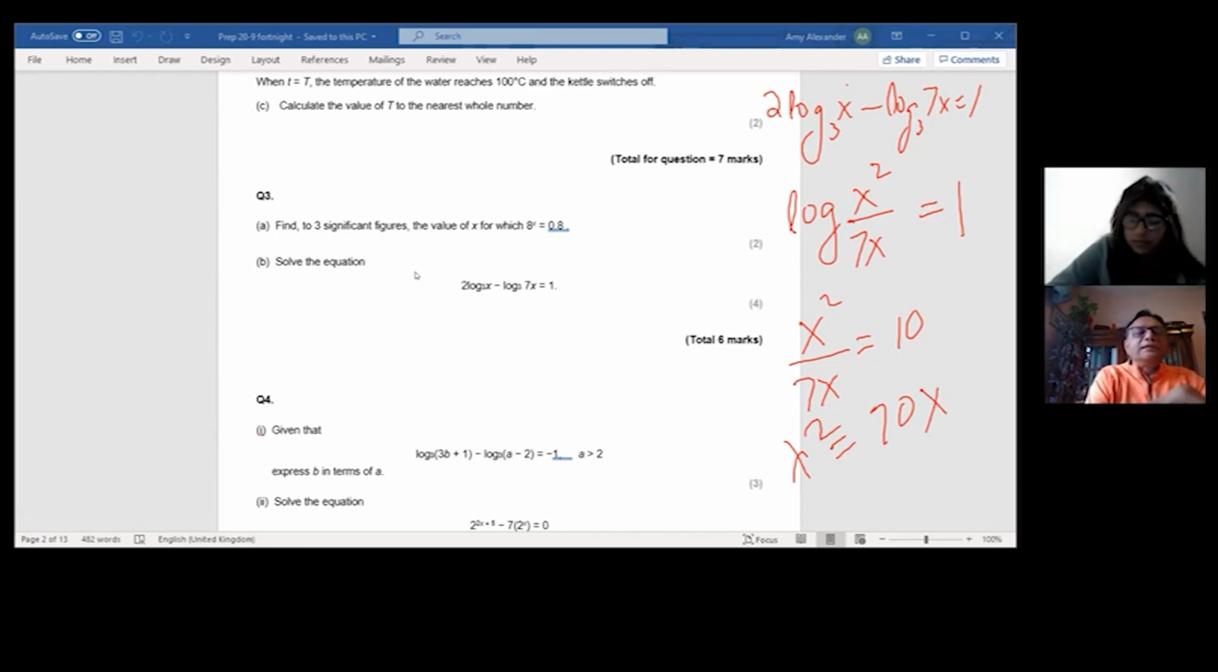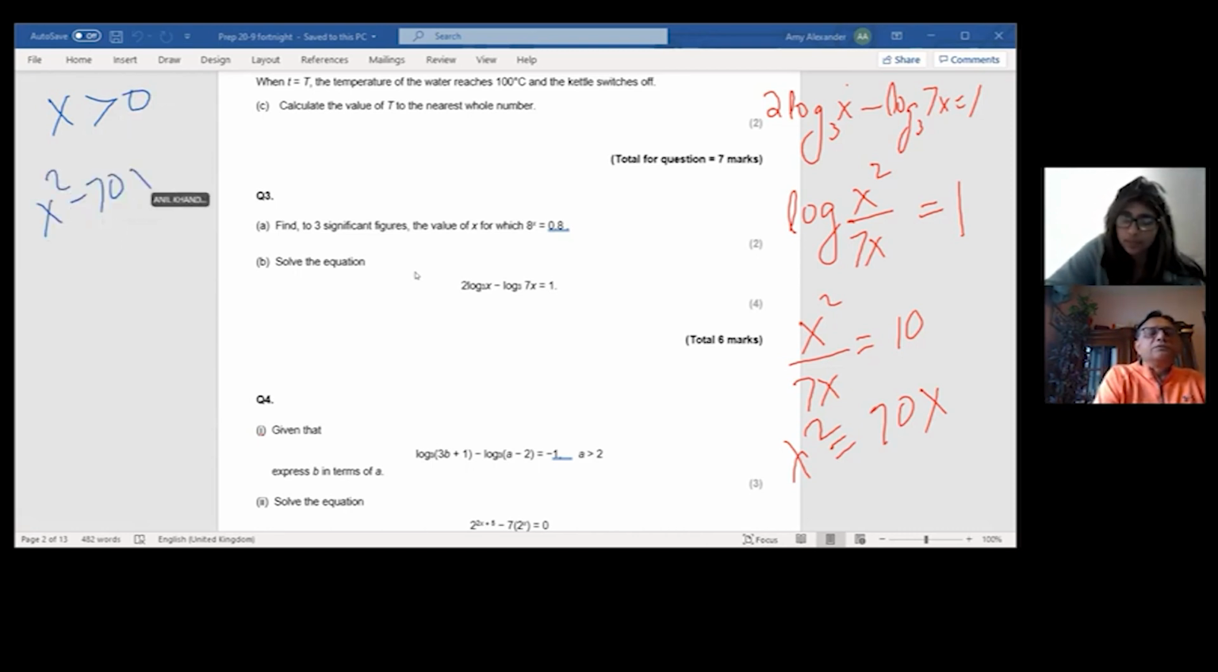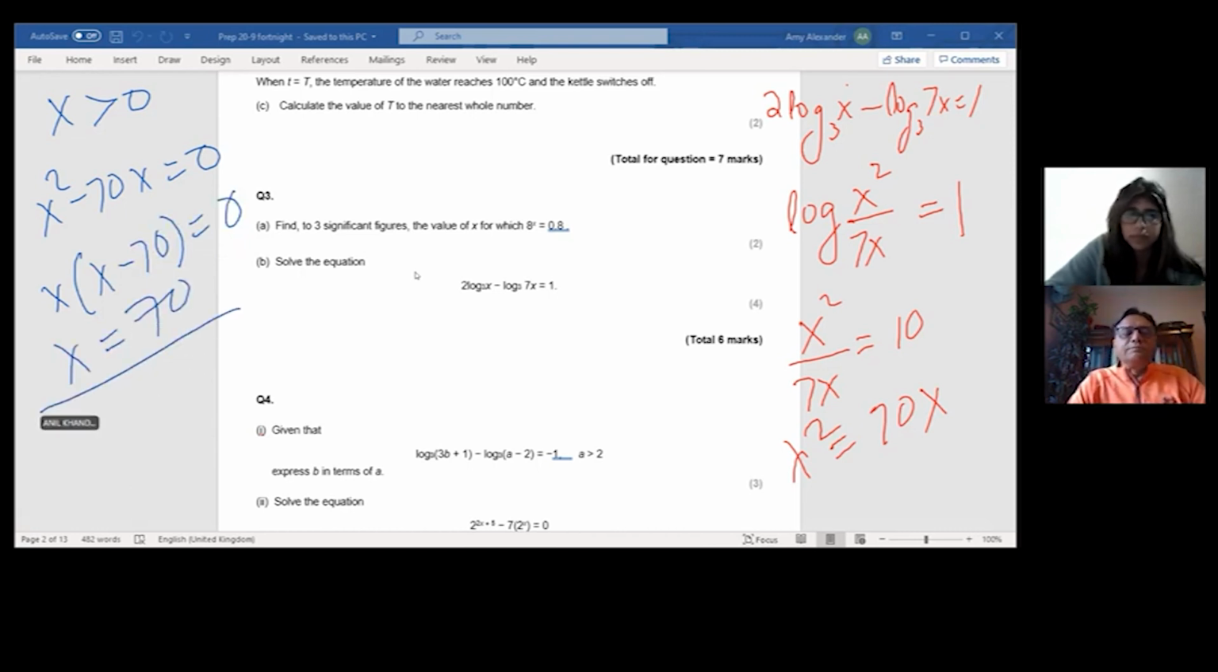Now, clearly, x has to be greater than 0, right? So can we move this 70x to the other side? Yeah, you can. So we have 9x squared minus 70x equals 0. x is common, so x(9x minus 70) equals 0. So that is how you're going to do it. And x cannot equal 0 because you can't do log of 0. Yeah, that is a restriction. Okay, so that's clear.